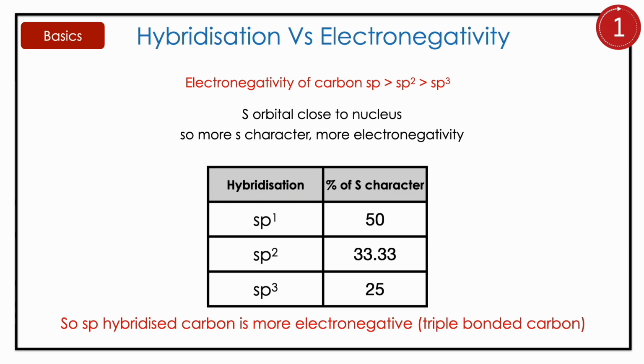We will see hybridization versus properties. The electronegativity of hybridized carbon: sp is higher than sp2, which is higher than sp3. Why? Because the s orbital is close to the nucleus. So more s character means more electronegativity. If you look at sp hybridization, the percentage of s is 50, sp2 is 33.3, sp3 is 25. So sp always attracts the electrons and is considered more electronegative. Simply, triple bonded carbons are electronegative.